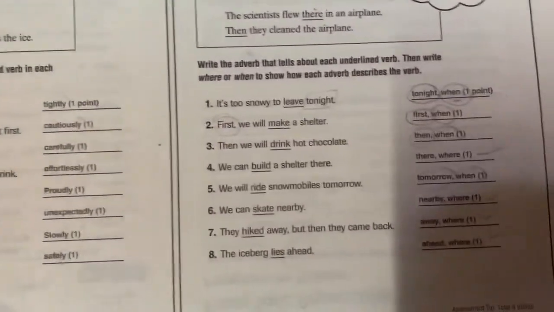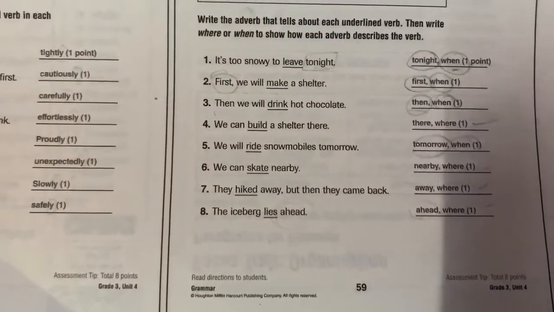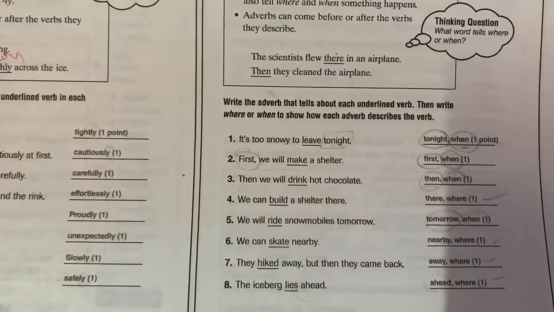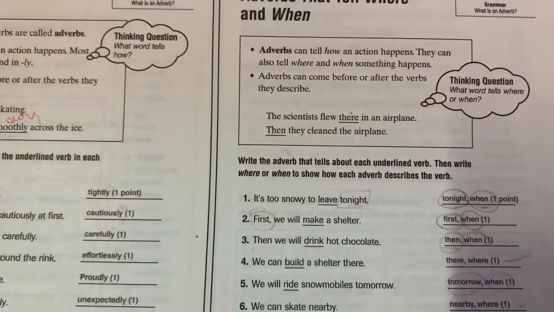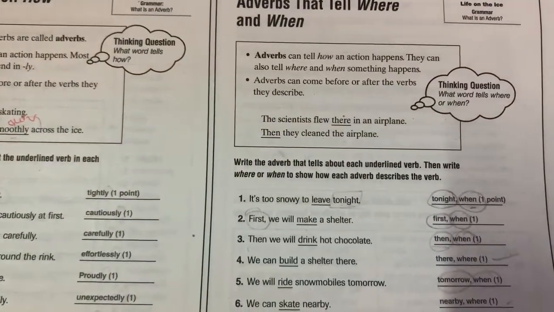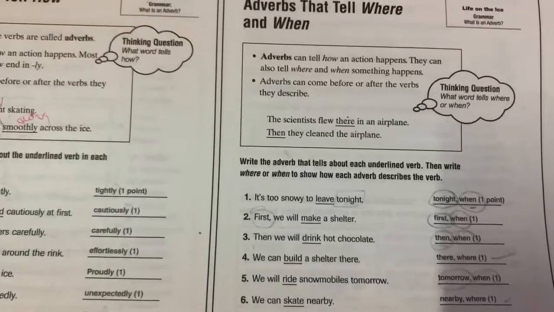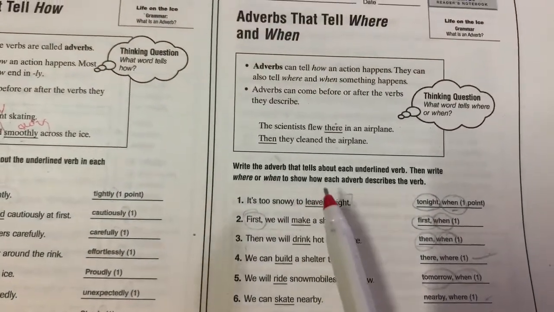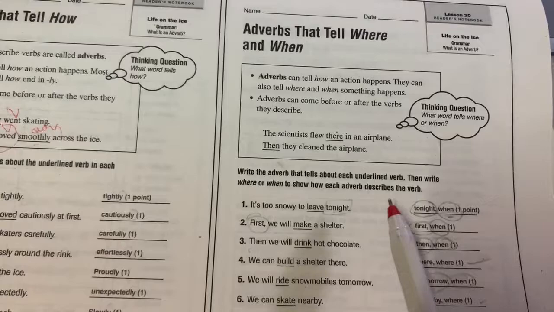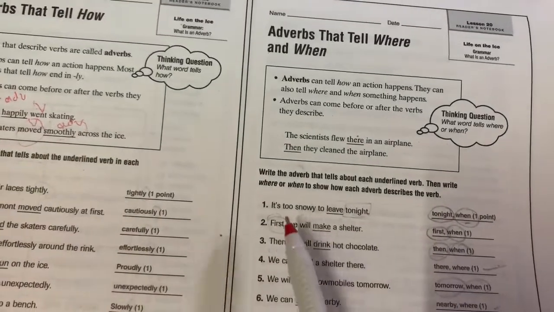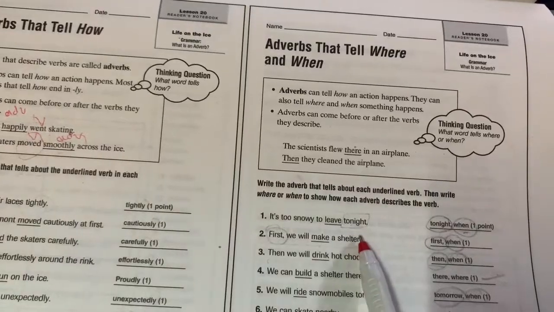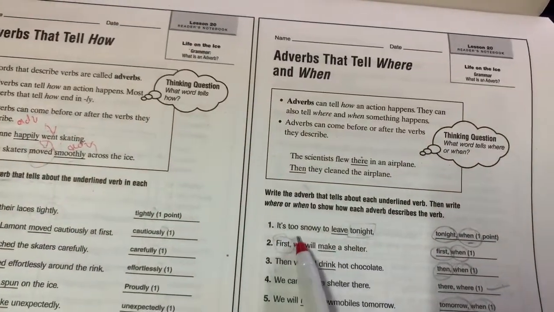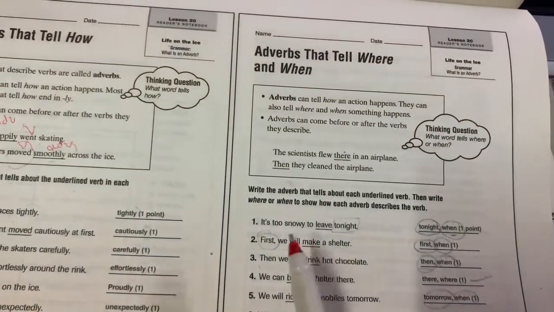Look at the second page, page 59. What do you notice here? Let me read to tell you. Write the adverb that tells about each underlined verb. Then write where or when to show how each adverb describes the verb. It is too snowy to leave tonight. Okay? It is too snowy to leave tonight.